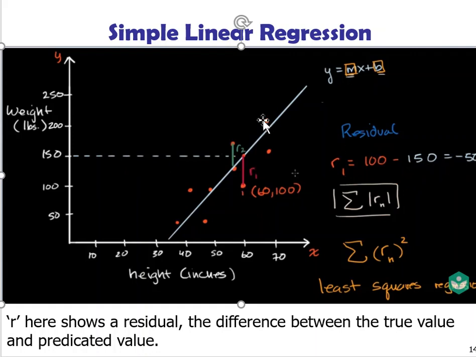If we have the positives and the negatives adding up together, we get 0, so it still doesn't tell us how good one line is compared to another. Therefore, we have to use either the absolute residual or the squared residual to measure the goodness of the line. We sum up all those residuals, looking at the difference between each predicted value and the real value. Adding up the squared values of those together, we get our least square regression.